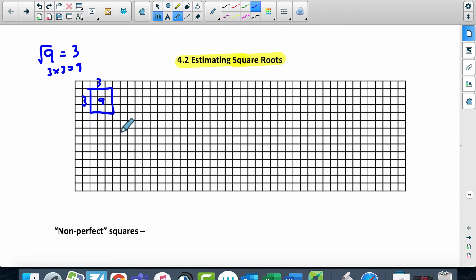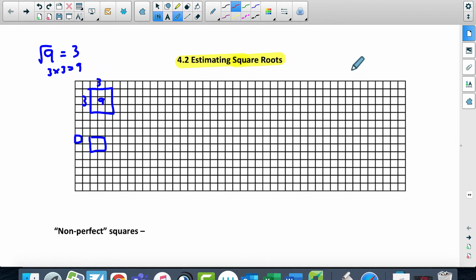So we had numbers like 9 and 16. If we did 4 by 4, we could do 16. 25, 5 by 5. 1, perfect square. 4, perfect square. 9, these are all perfect squares. But what about, and I did talk about this last time, what if we didn't have a perfect square?